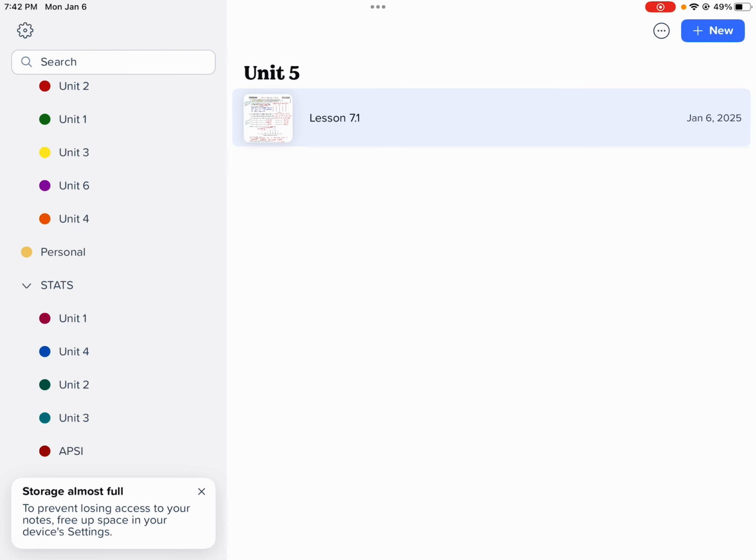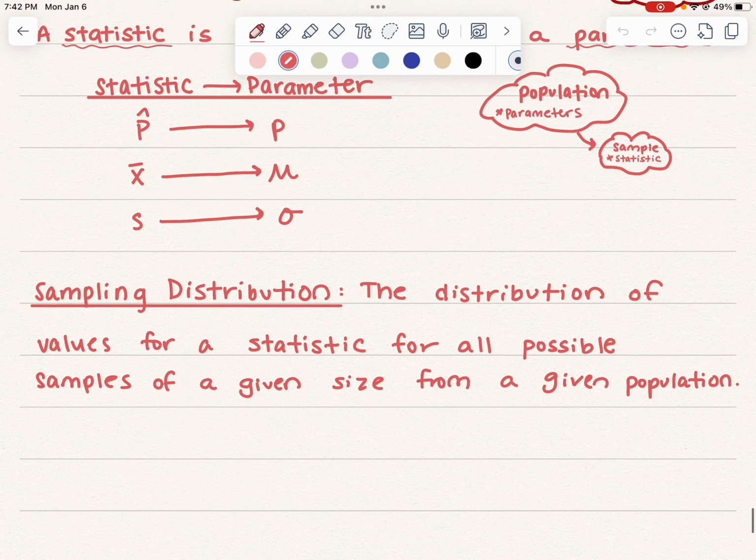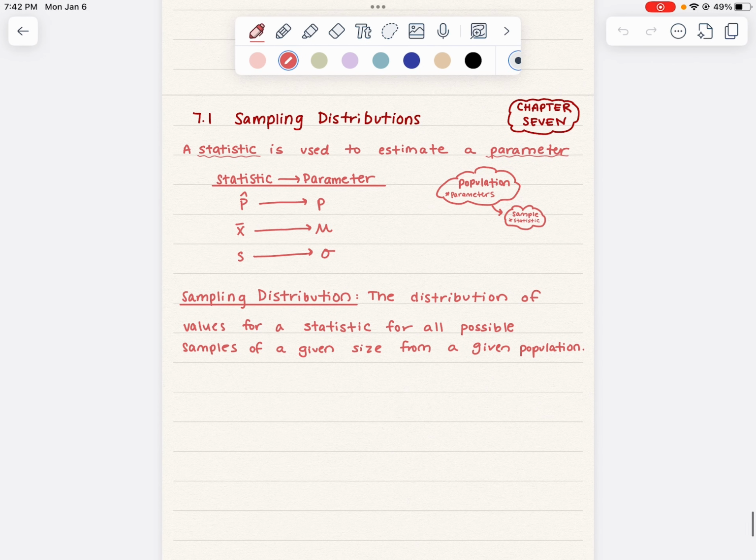So let's look at the keepers for this lesson. Here they are. So our first keeper of chapter 7. So the first note that we want to see, so this is all about sampling distributions. A statistic is used to estimate a parameter. So remember, one of the big points of statistics is that we can't usually ask everybody in the population, and so that's why we pull samples. So that way we have a smaller group, easier to pull, but we let them represent or estimate for the whole population. So that's what this is saying. Statistic is used to estimate a parameter.